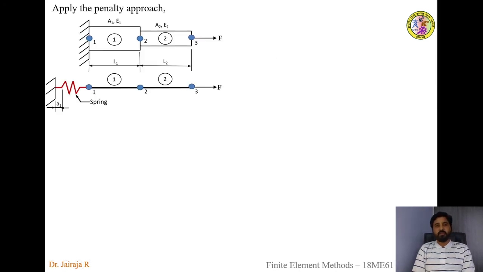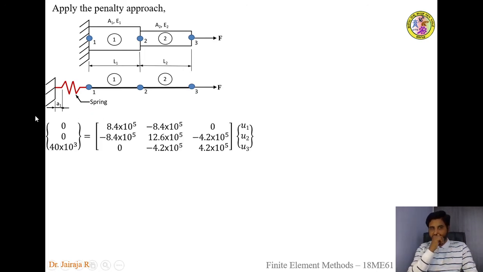So now we can solve the same problem using the penalty approach. In the penalty approach, the fixed condition is modeled using a spring element, and we need to assign the stiffness of the spring element. So this is the stiffness matrix.